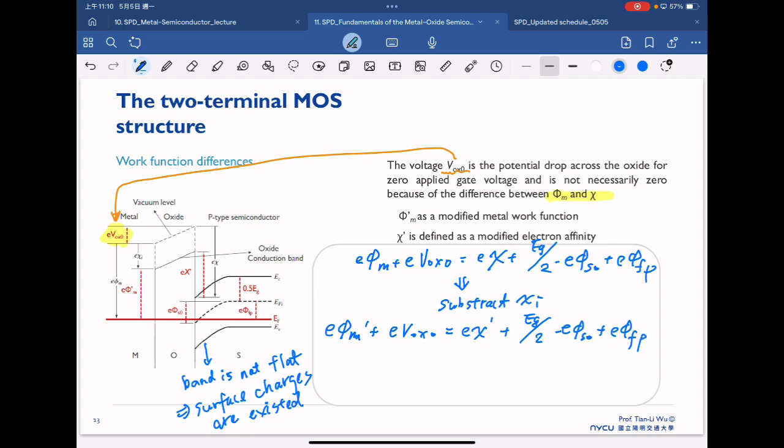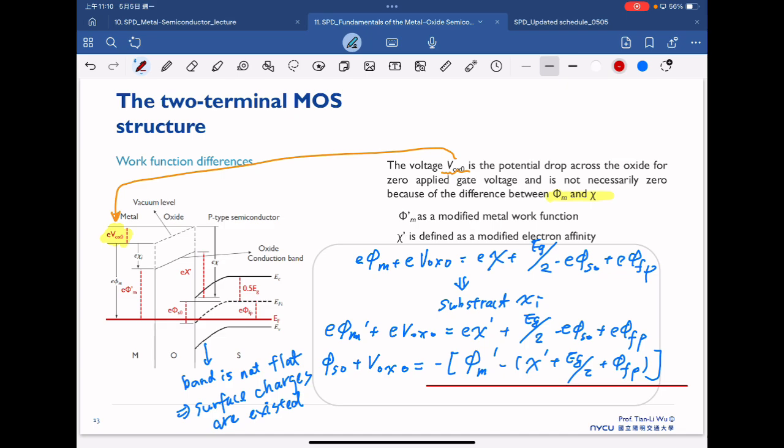So now we rearrange this equation, then we can have phi_s0 plus V_ox0 is equal to phi_m minus this one, and then we define this as phi_ms, which is a metal-semiconductor work function difference.